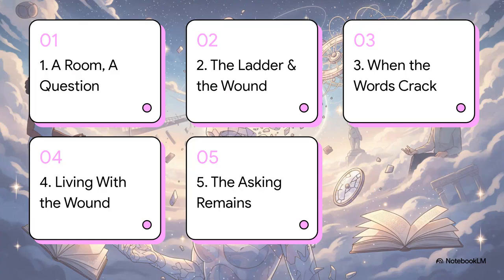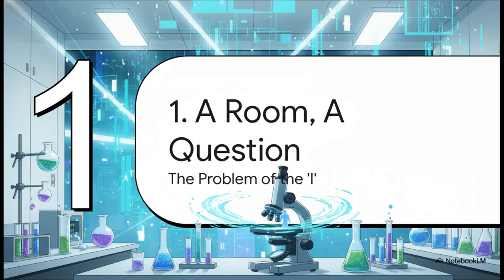Okay, so here's our roadmap. We're going to follow the narrator's path through these 5 key stages. We'll start with that initial question, look at the tools they use to investigate it, see what happens when it all falls apart, and then explore the wild conclusion they come to. So let's start where the narrator does, in this stark white room.